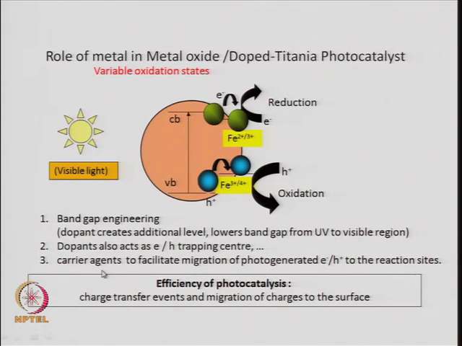Finally, they also can be used as carrier agents to facilitate migration of electrons and holes to the reaction sites. So, wherever the reaction is occurring, because of the presence of these metal oxides on the surface, they act as good carrier agents, because they help in the migration of the photogenerated electrons and holes. So, two things are important as usual: charge transfer events, how the electron and hole are created, and then migration of these charges to the surface. Both these effects enhance the efficiency of the photocatalyst.